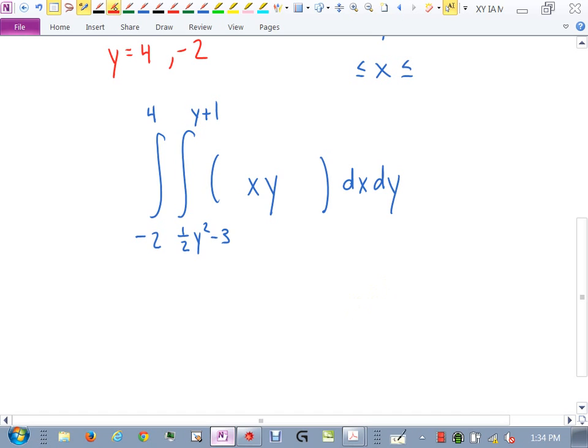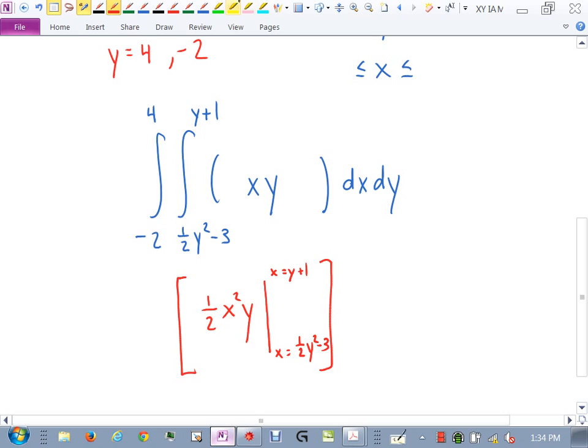All right. I will show just the inner one. I'm not going to work it all out. I just want to, what's the antiderivative of xy with respect to x? Half x squared y, right? And then we're going to evaluate that from what? X equals y plus 1, and x equals 1/2 y squared minus 3.